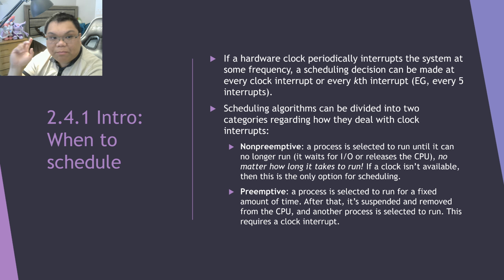So, we have non-preemptive scheduling and preemptive scheduling. Non-preemptive means a process runs until it can't run anymore. Preemptive means processes basically kind of take turns in a way. Or, no, that's round robin. We'll get to that in a little bit. Preemptive means a process is selected to run for some amount of time, and then when time is up, another process is selected to run.